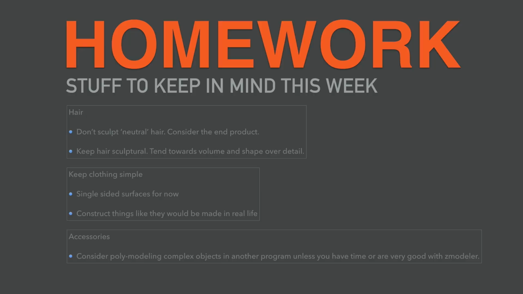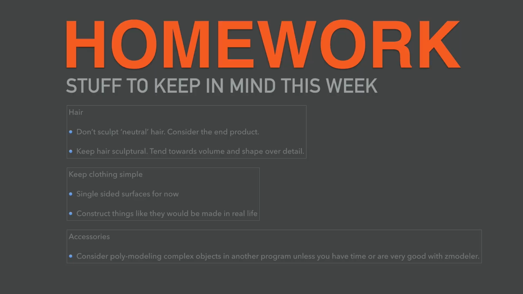The clothing, we of course want to keep that as simple and low res as possible. That's why I advocate modeling these things in a separate package. Single-sided surfaces for now, because when we get into posing, we want to deal with one side rather than two, and it just makes our life a little easier. And then, of course, construct everything like they would be actually made in real life.